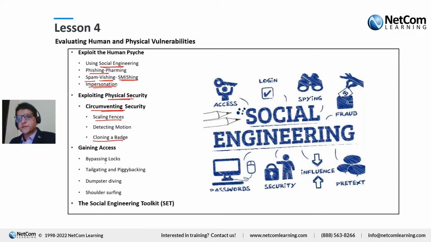Or gaining access. So what do you do here? You bypass locks. You do tailgating or piggybacking, where you are behind some employee, and that employee is working for the organization. So you go behind him. The door will be open for some time. So you illegally try to use his access, or dumpster diving. So this is where you go to someone's dustbin and search for some trash, or shoulder surfing, looking over someone's shoulder. So these are a lot of techniques which we have.